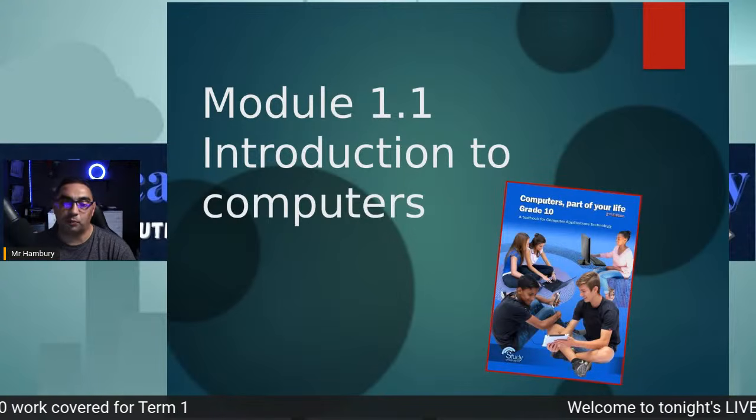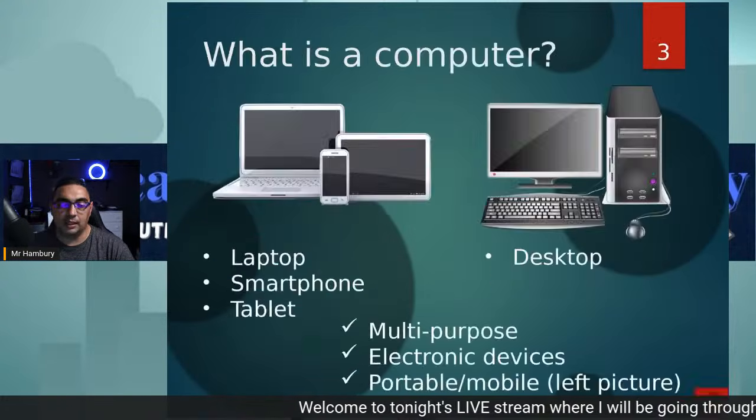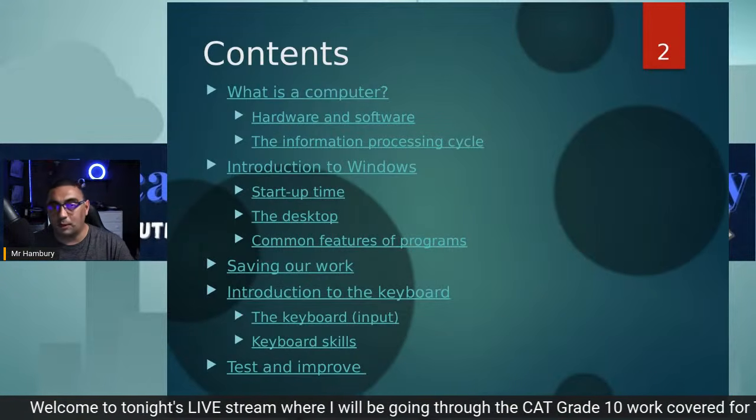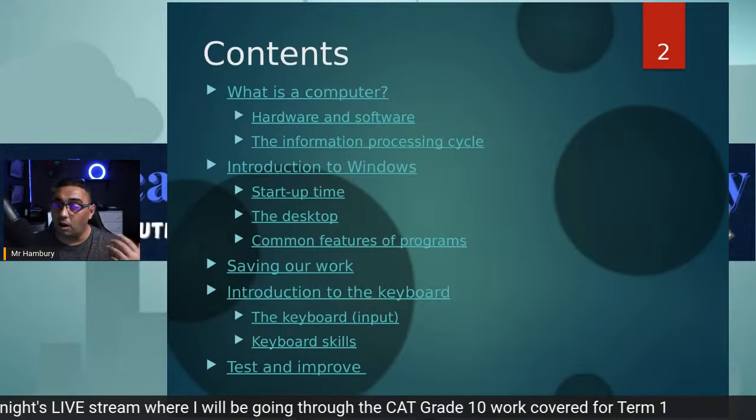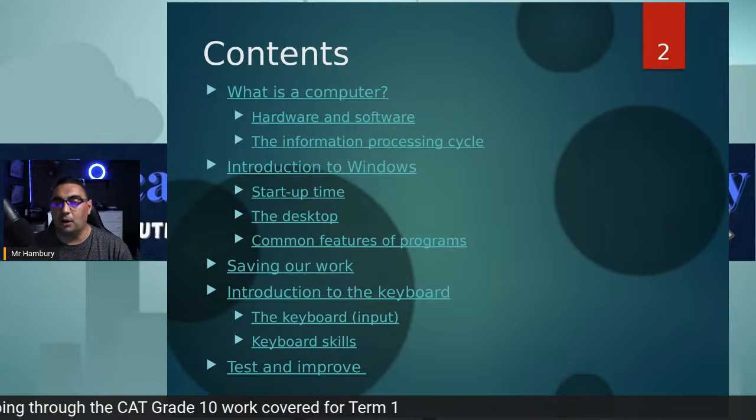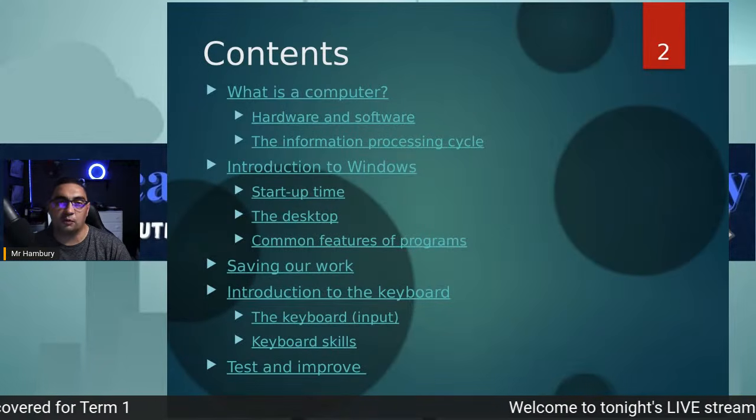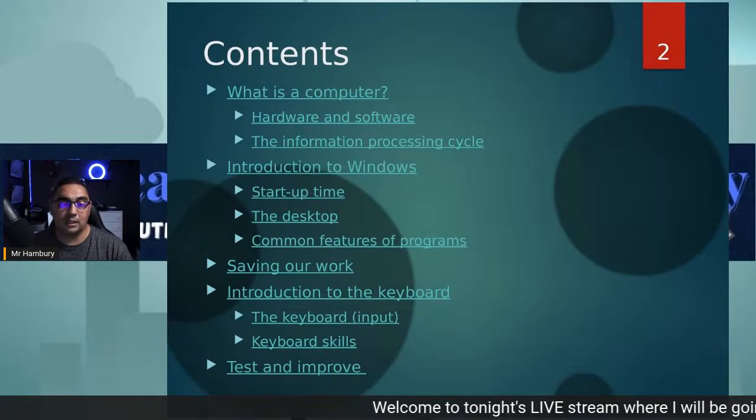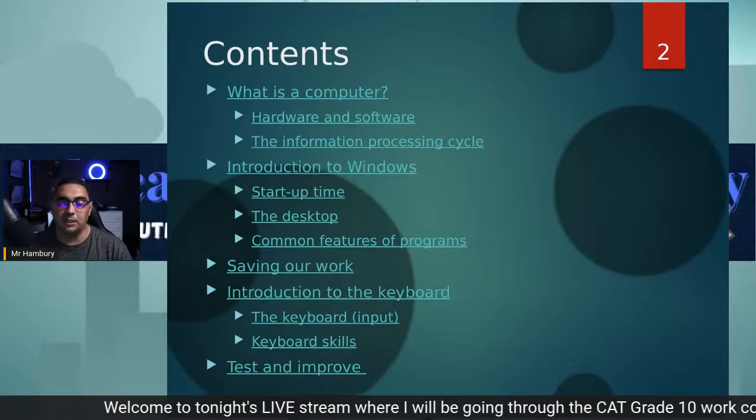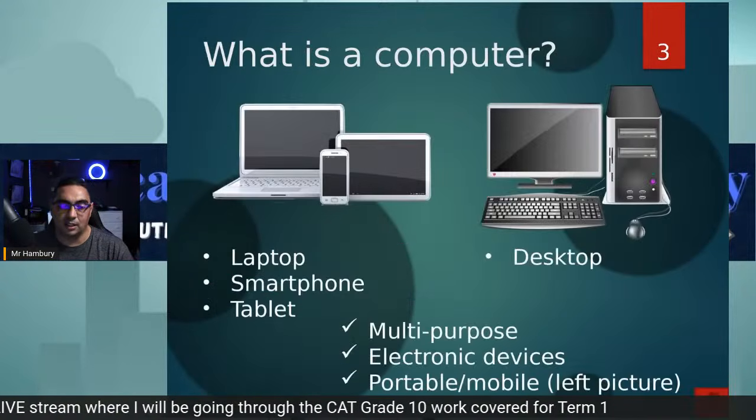We're looking at module 1.1, Introduction to Computers. You can see in the contents, module 1.1 covers our hardware and software, our information processing cycle, our startup time when it comes to Windows, the desktop, common features of programs, saving work. They talk a little bit about the keyboard, the keyboard is an input device, keyboarding skills, etc. So let's get into all of this.